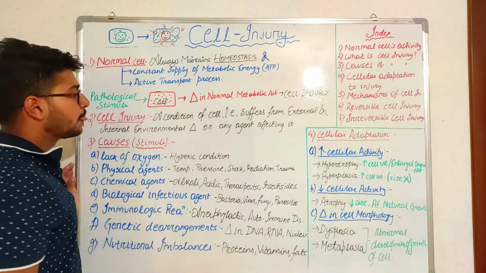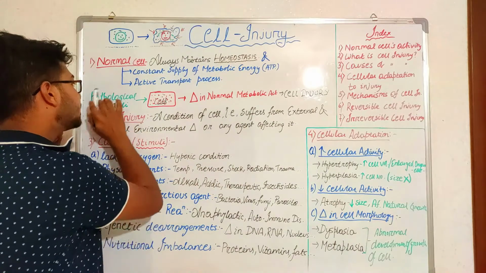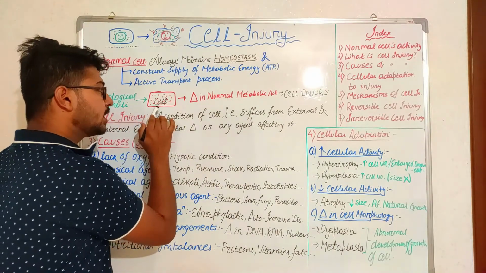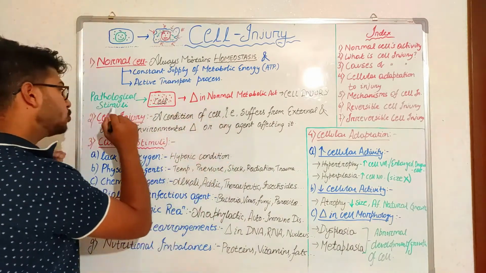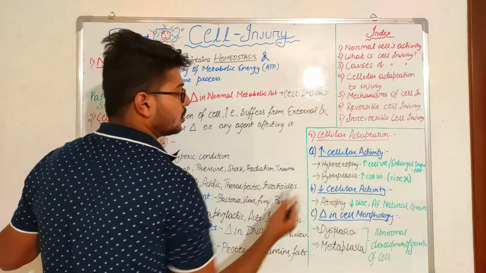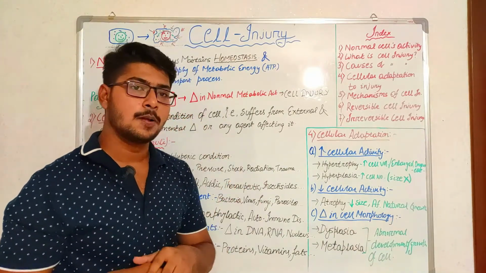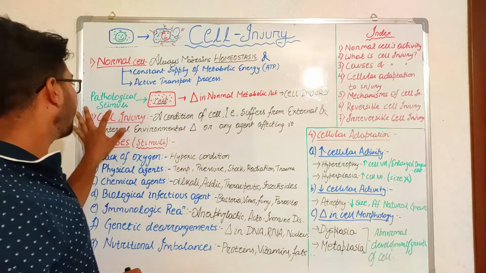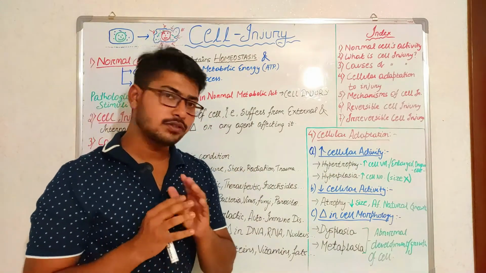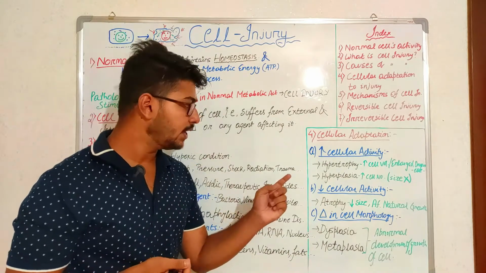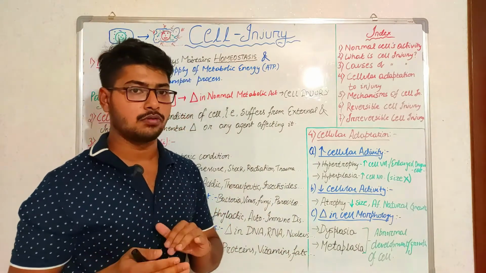The next question arises: if there is a cell injury, or a pathological stimulus is acting on a cell, how will the cell change its normal activity? The change in normal activity in response to the pathological stimulus is known as adaptation. So the next topic is cellular adaptation. What do you mean by cellular adaptation? The change according to the pathological stimulus occurring inside the cell is known as adaptation. It can be of three types: an increase of cellular activity, a decrease of cellular activity, and third, a change in cell morphology.